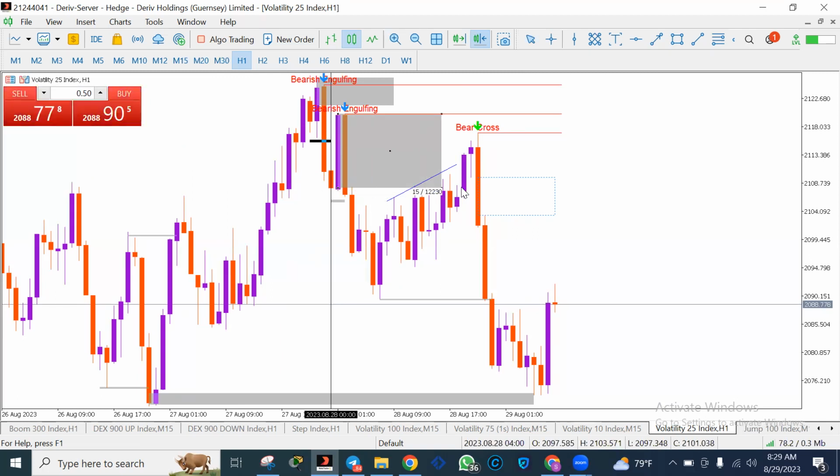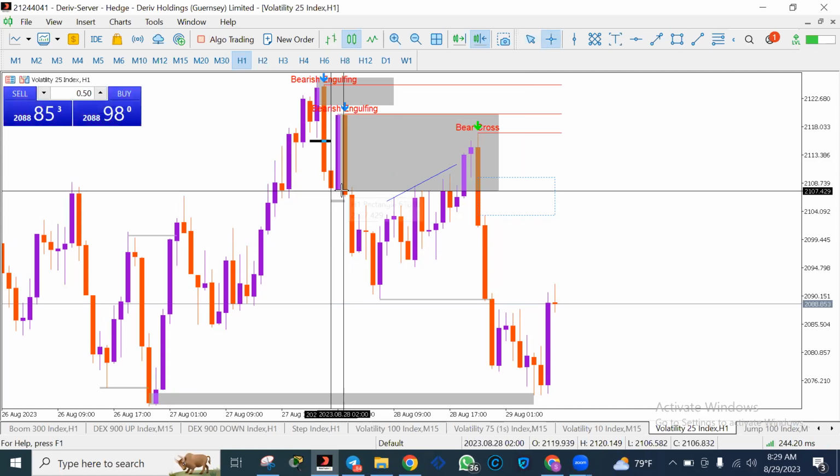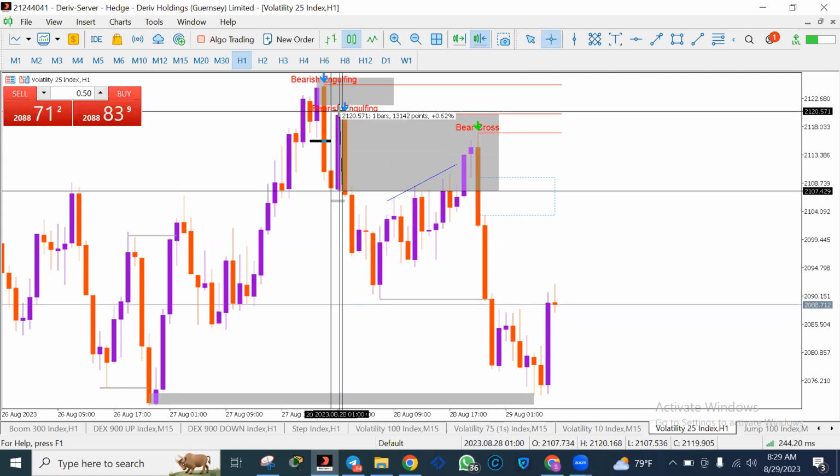Now, since we have marked the previous candle, we cannot just enter on the 1 hour time frame. Yes, a lot of persons do that, but your stop loss is going to be big. Imagine entering at this point. You're going to be putting your stop loss over 13,000 points. Let's just say 131 pips.